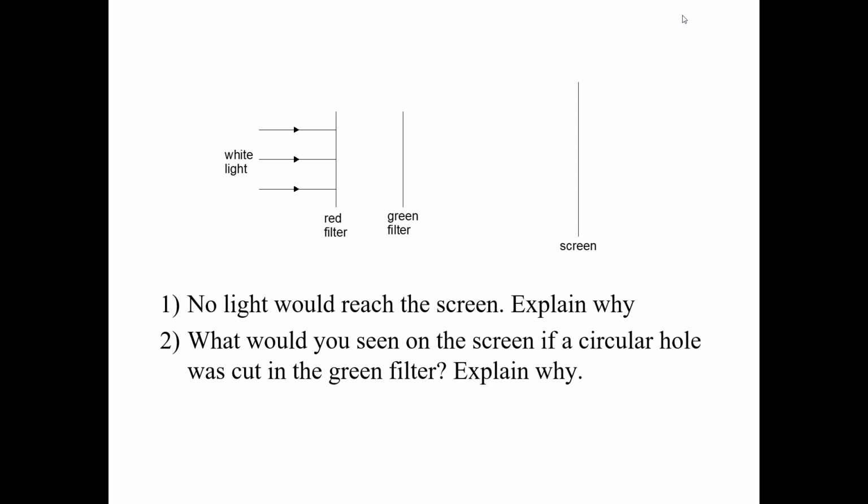So, no light would reach the screen. Explain why. Well, we've got white light coming in here. White light's made up of all the colours of the light. It's hitting a red filter. So the only colour that's going to be allowed to pass through this filter is red light. All other colours would be absorbed.